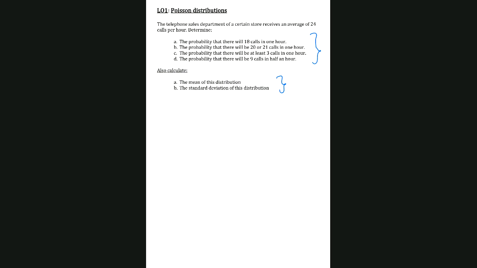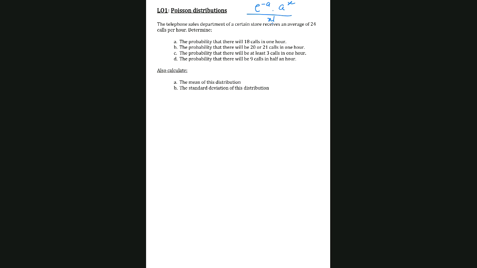So with your Poisson distribution, as you know, the formula that we follow is e to the power of minus a, multiplied by a to the power of x, and then this is over x factorial. So this is the formula we'll be using throughout.